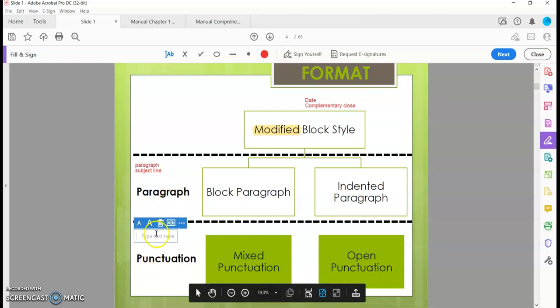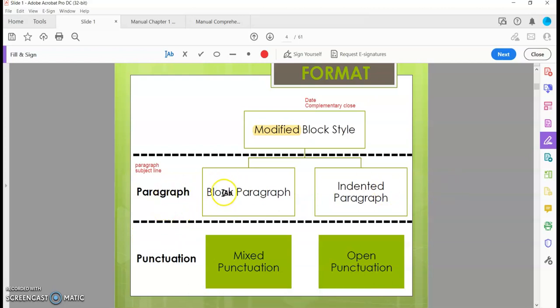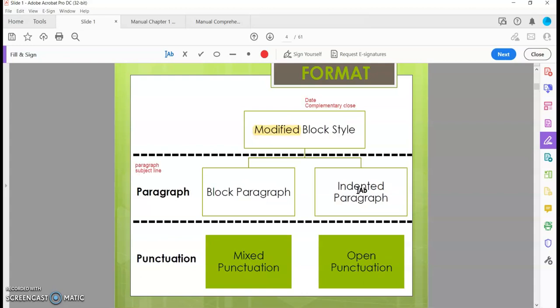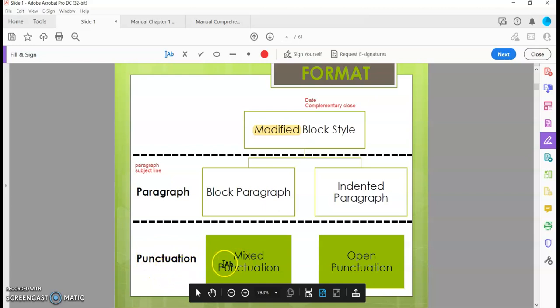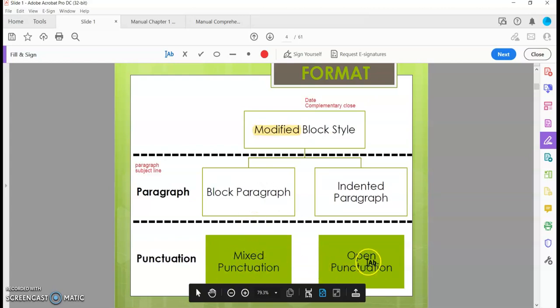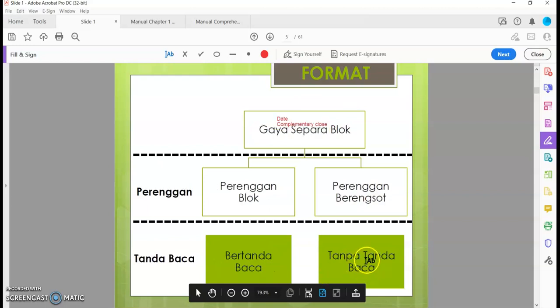Before that, you need to know the terms that we use for the paragraph, block paragraph and indented paragraph in Malay. Block paragraph we call perenggan block. Indented paragraph is perenggan beransur. So hopefully you remember the terms in Bahasa Melayu and also in English. And lastly, the format is about punctuation, tanda baca. Tanda baca is divided into two, mixed punctuation and open punctuation. Mixed punctuation in Bahasa we call bertanda baca. Meanwhile, open punctuation is called tanpa tanda baca.